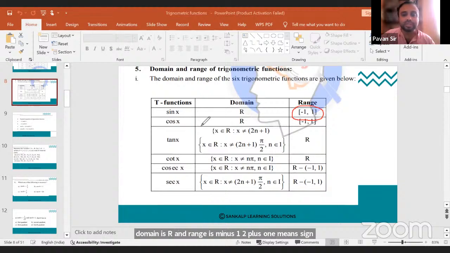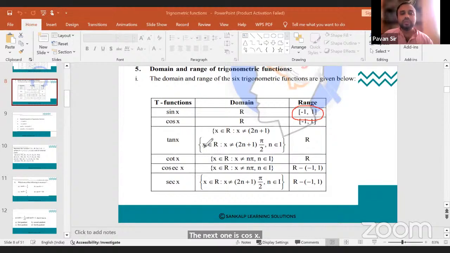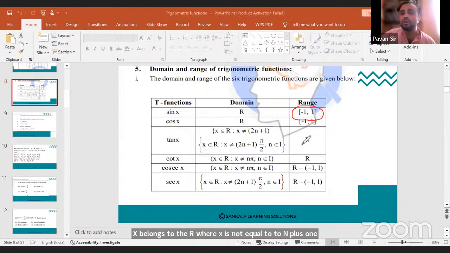The next one is cos x. The cos x value also lies between -1 and +1. Then tan x: x belongs to R where x is not equal to (2n+1) pi by 2, and the range is R, meaning any real number. Then cot, cosec, sec are similar to sine, cos and tan. So try to remember these main identities with respect to the exam. Next one.